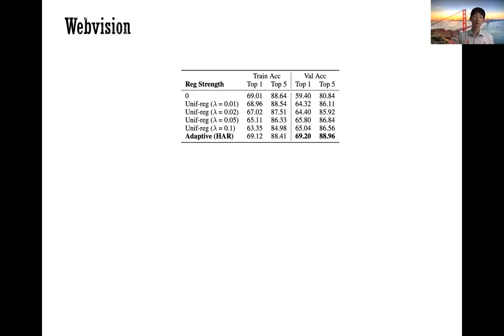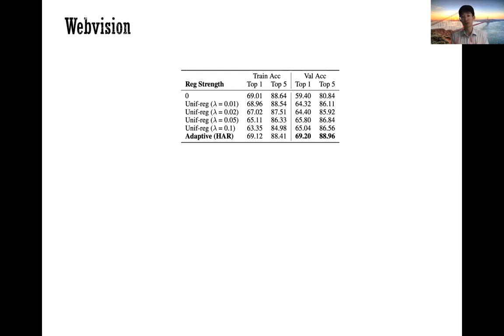And finally, we work on WebVision, which is a natural dataset without any synthetic noise. The first thing we do is compare different uniform regularization strengths with our adaptive regularization. So if you tune the uniform regularization in the best way, then you're going to get something like 60.